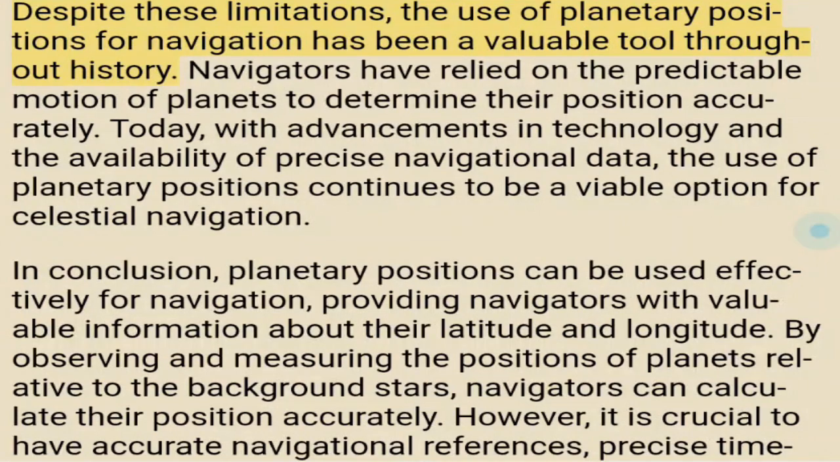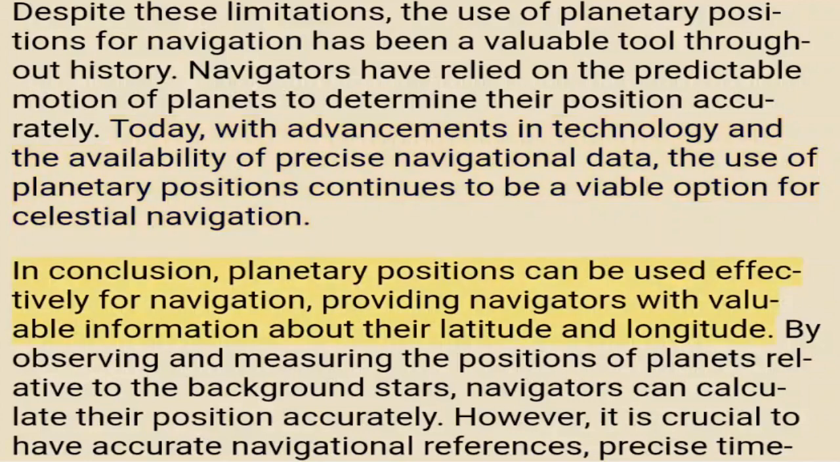Despite these limitations, the use of planetary positions for navigation has been a valuable tool throughout history. Navigators have relied on the predictable motion of planets to determine their position accurately. Today, with advancements in technology and the availability of precise navigational data, the use of planetary positions continues to be a viable option for celestial navigation.